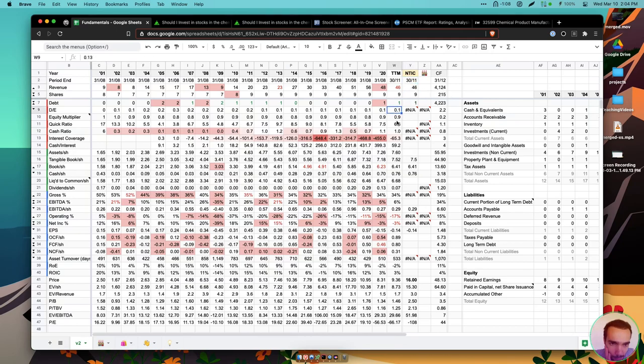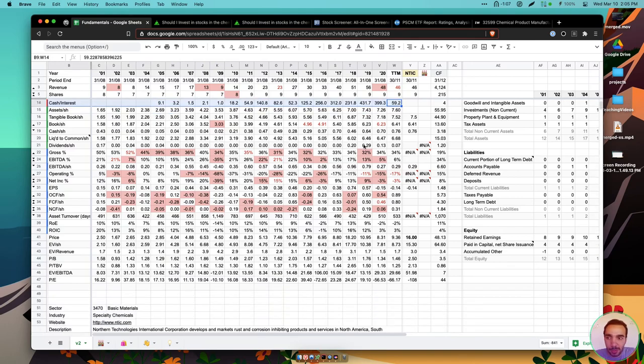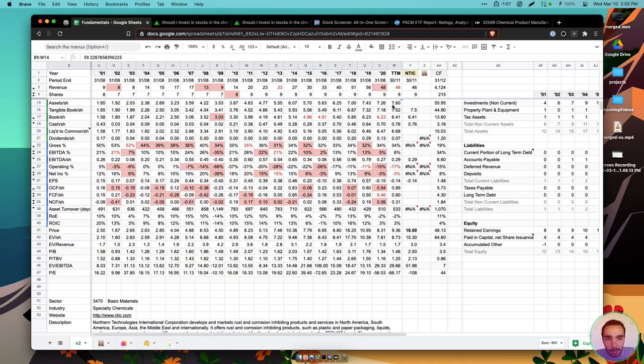So NTIC, very little debt, just under $1 million. I think that's an operating lease too. 9 million shares, 46 in revenue. So a decline, I guess, probably due to COVID. What else we got? 6.8 quick ratio, cash ratio is 1. So fair to say that you don't have to worry about them going out of business due to debt. All right, what else we got? Assets, 752 intangible book. All right, tangible book's growing. Book value is increasing as well. Okay. All right, looks good.